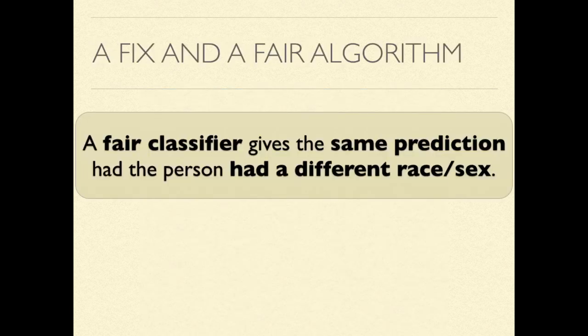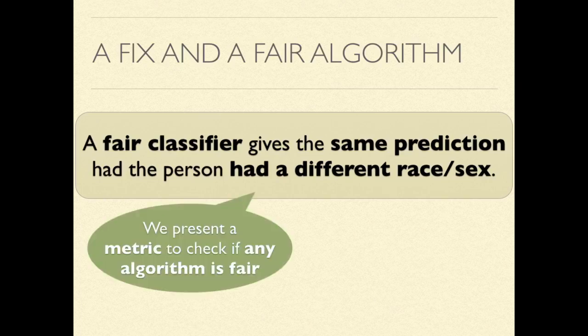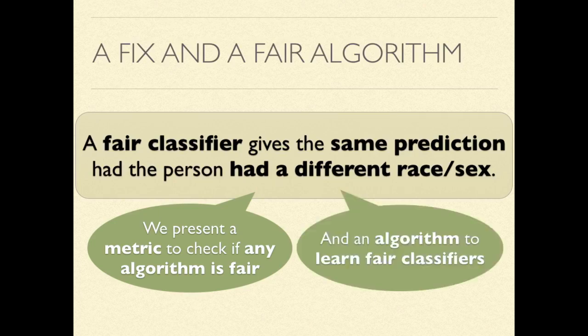In this talk, we provide a solution. We give an intuitive definition of fairness that states a fair classifier gives the same prediction had the person had a different race or sex. We give two contributions, a metric to test whether an algorithm is fair based on this definition, and an algorithm to learn fair classifiers.